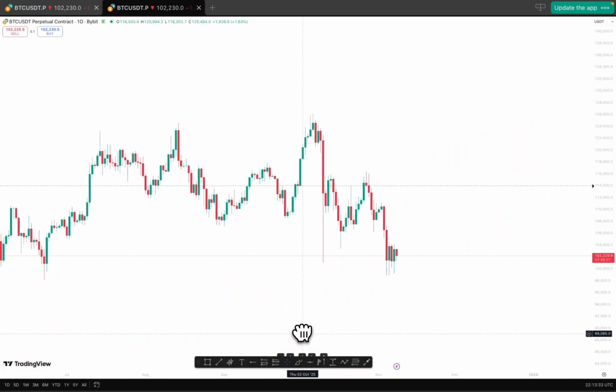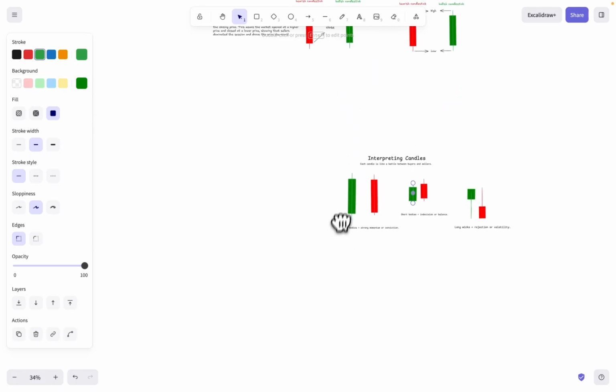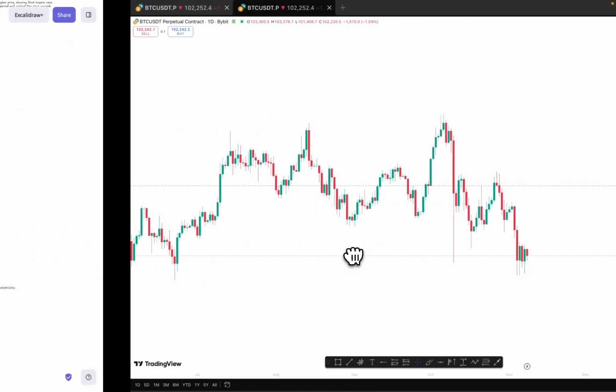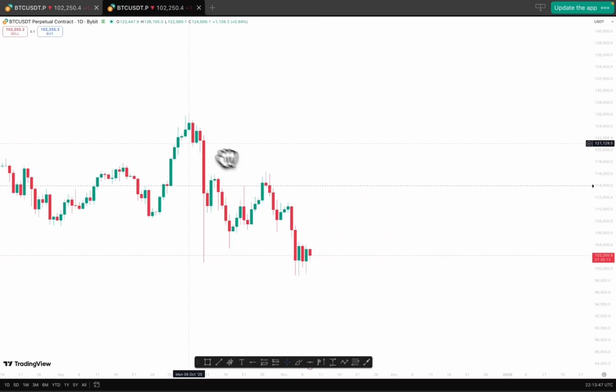Now we're going to talk about some candlestick patterns that I use. I don't use too many candlestick patterns, just a little bit. The two types of candlestick patterns I use are what? The engulfing candle. The engulfing candle is where you have a bullish and a bearish candle.